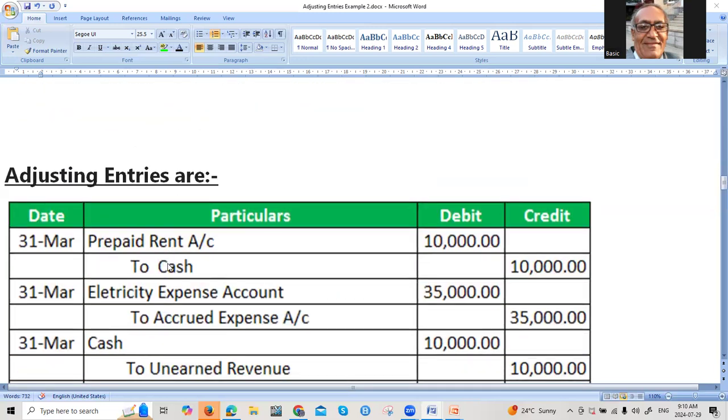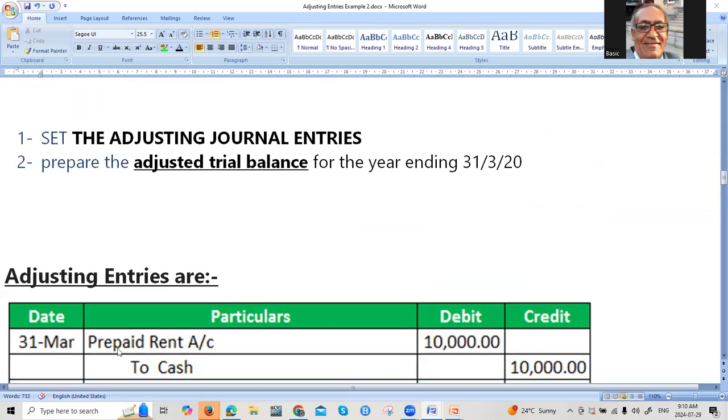You paid 10,000, so the cash will be credit, credit 10,000, and the prepaid rent will be debit. So prepaid rent 10,000 into cash 10,000. In this transaction, from prepaid rent into cash: prepaid rent is 10,000, cash 10,000.